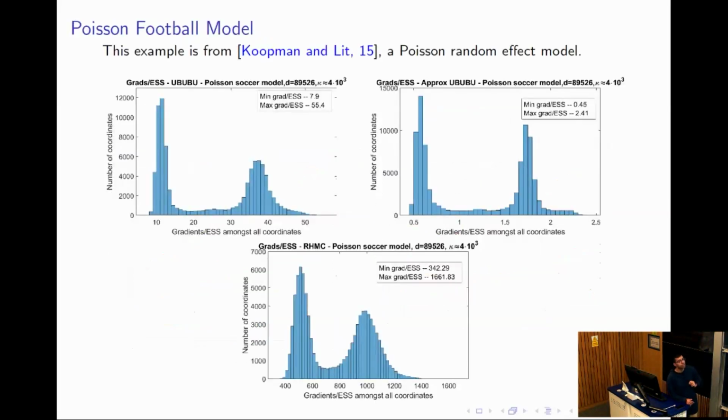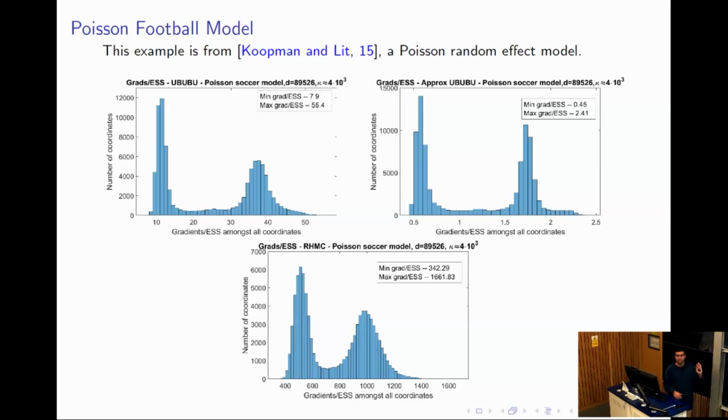Given that I have 2 minutes, I'm just going to quickly show you this Poisson football model. Just to say, in the paper we also have an MNIST regression problem, which is very interesting as well. I have limited time, which I knew beforehand, so I'm only going to show you the results and not present the details of this model. We consider a Poisson football model, which is essentially a random effect model.